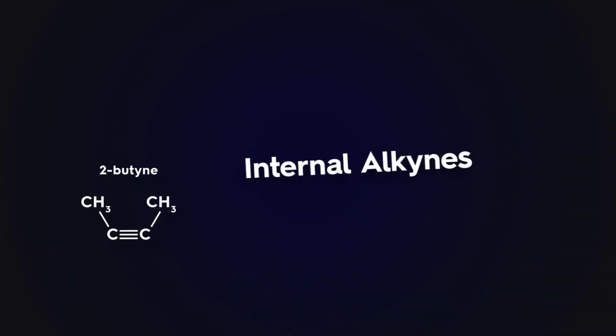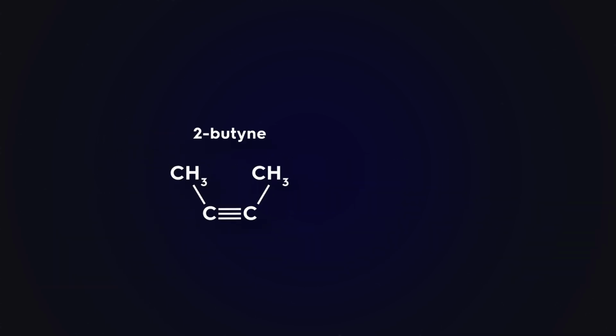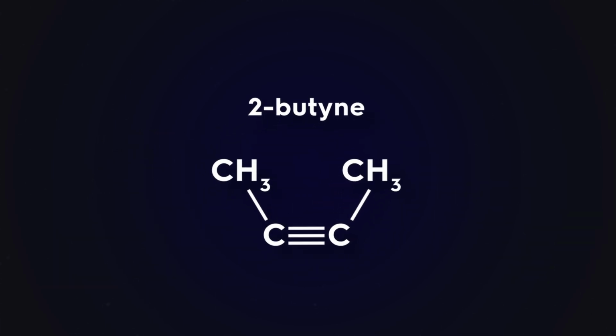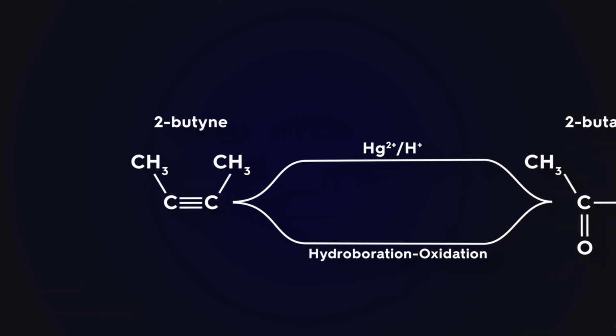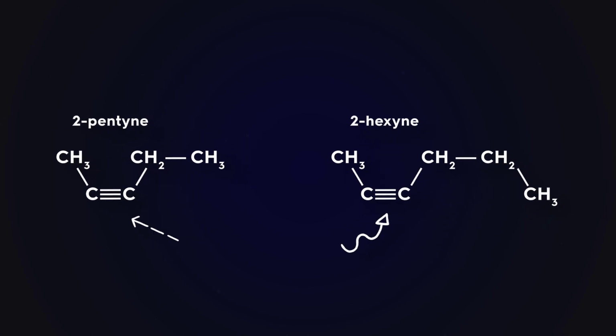For internal alkynes, there's usually no strong regio bias. A symmetrical internal alkyne, like 2-butyne, gives a single ketone either way. Unsymmetrical ones can give mixtures because neither carbon is clearly favored.